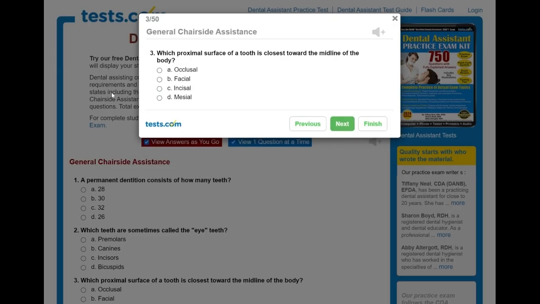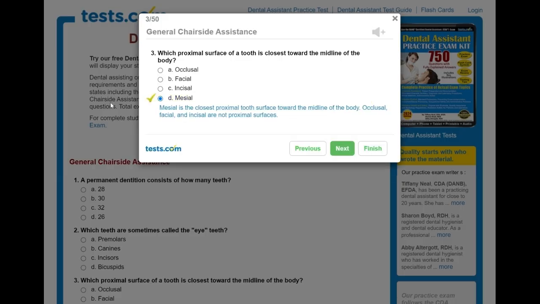Question 3. Which proximal surface of a tooth is closest toward the midline of the body? A. Occlusal, B. Facial, C. Incisal, D. Mesial. D. Mesial. Mesial is the closest proximal tooth surface toward the midline of the body. Occlusal, facial, and incisal are not proximal surfaces.